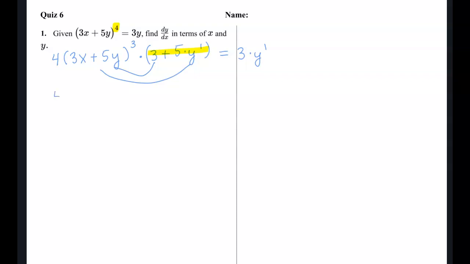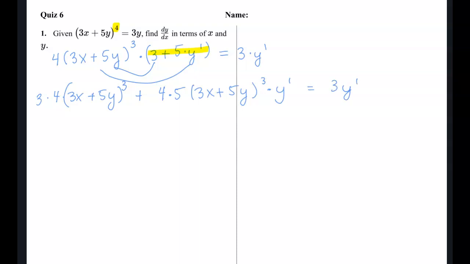So we're just going to say 4 times 3x plus 5y to the power of 3, and then we're going to multiply the 3 in the front as well. Next, we take the 5 times y prime and multiply it by everything in the front. So that is 4 times 5 times 3x plus 5y to the third power times y prime, and then we have 3y prime on the right.